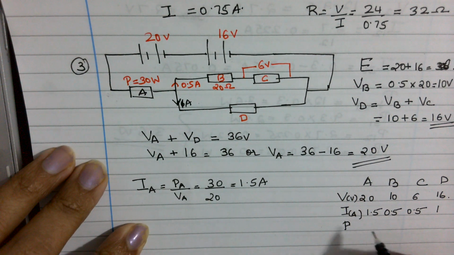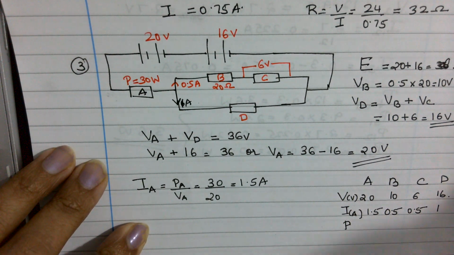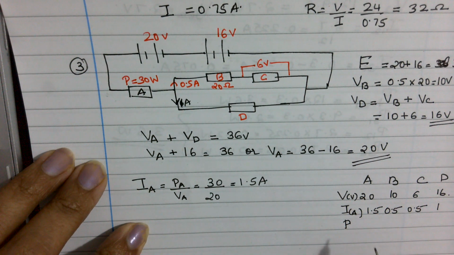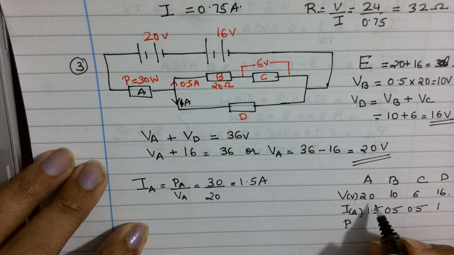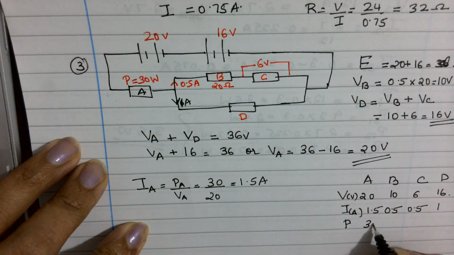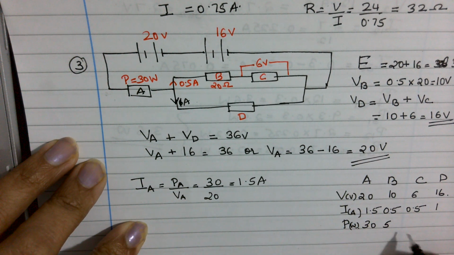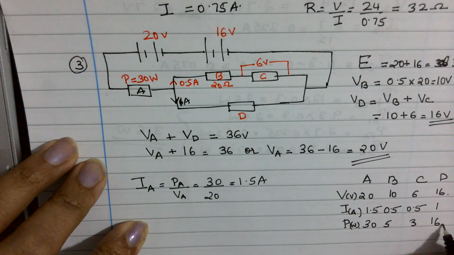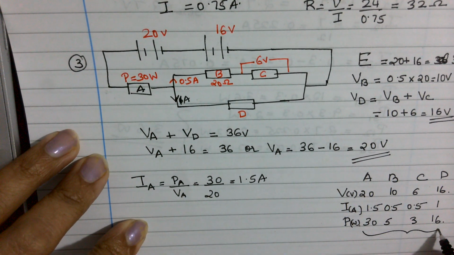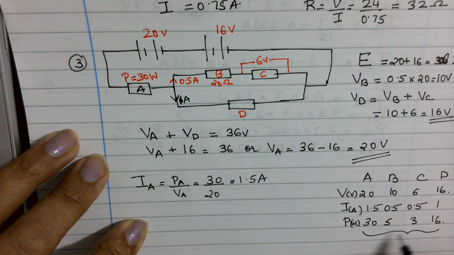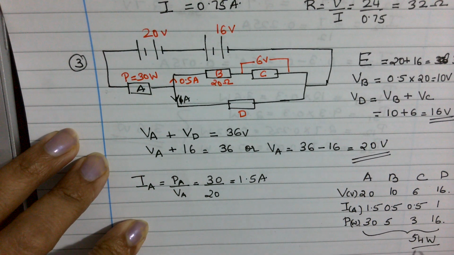Now we can find the power. So we have a 20 and a 1.5, so the power should be 30. If I write the units here, 10 and a 0.5, so that's a 5. 6 and a 0.5, so that's a 3. And a 16 and a 1, so that should be 16. So the total power adds up to 30 plus 5, 35. 35 plus 3, 38. 38 plus 16, 54 watts.